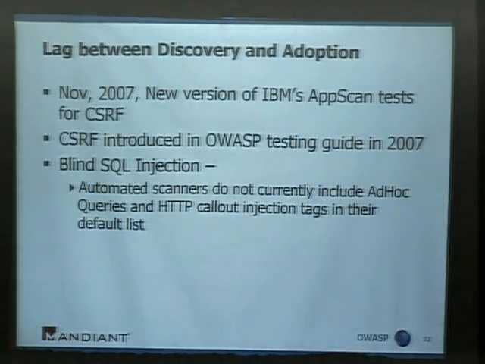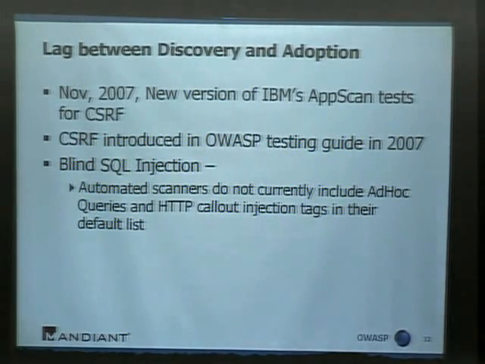Also, there is a lag between discovery and adoption. Just a few instances. Cross-site request forgery has been known since 2000, but it was included in commercial tools' signatures only in November of 2007. So if you're relying on automated solutions to test for issues, there is a lag between discovery of the issue and adoption by these commercial solutions.